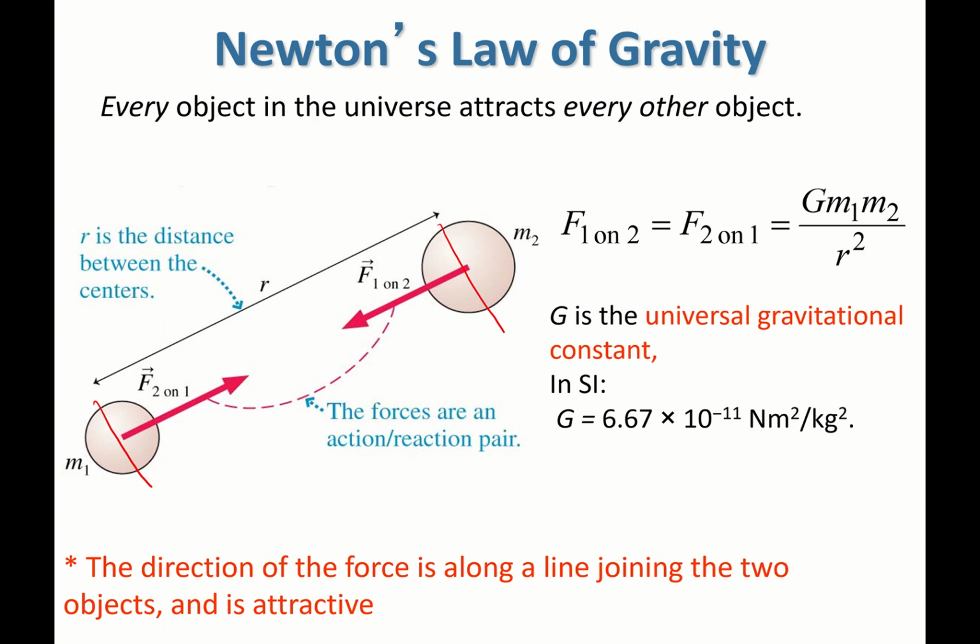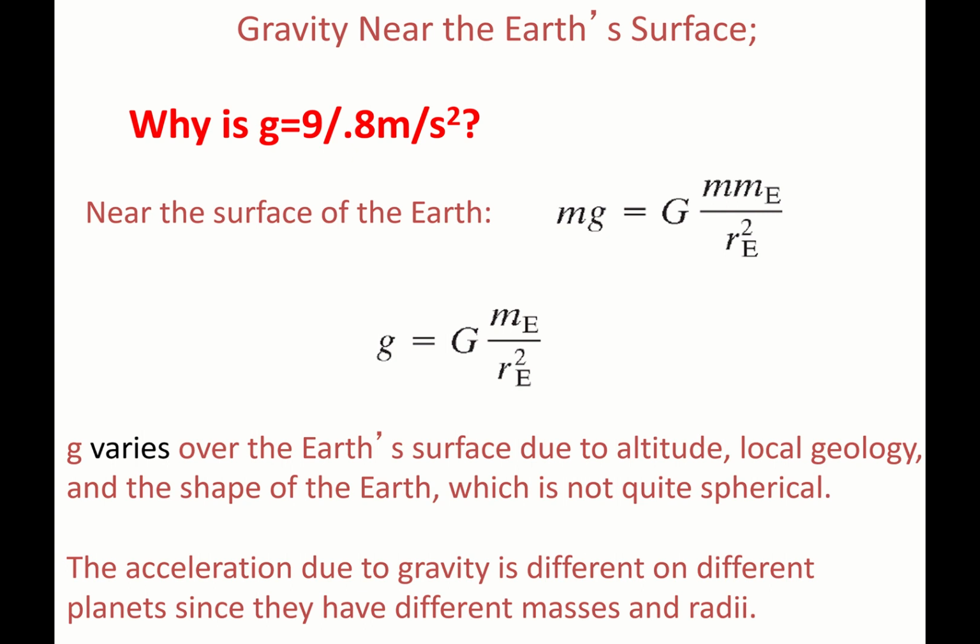two objects. Make sure you don't get the uppercase G, the universal gravitational constant, mixed up with lowercase g of 9.8 meters per second squared when you do these problems. So what is little g? So near the surface of the Earth, we know from earlier chapters that the weight, the gravitational force, is the mass of the object times little g.